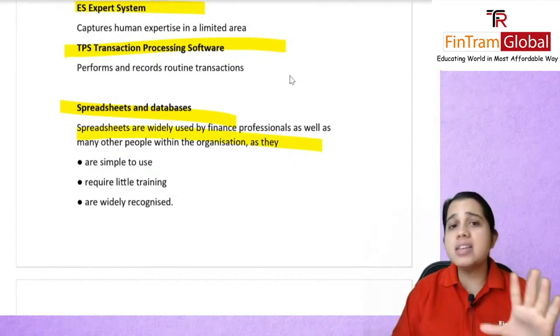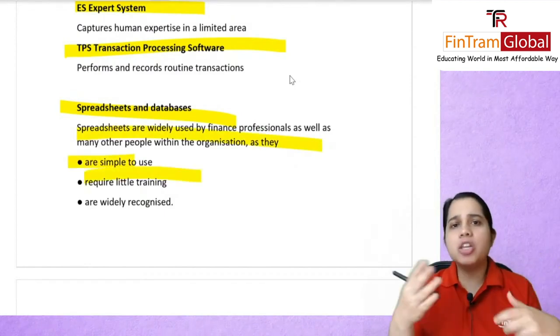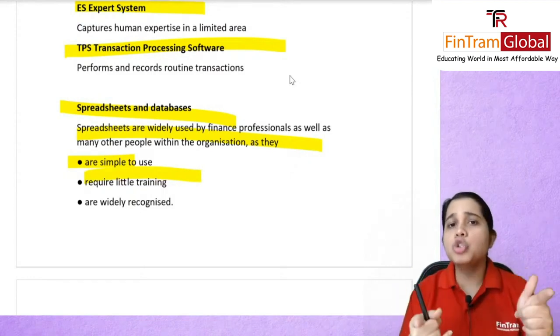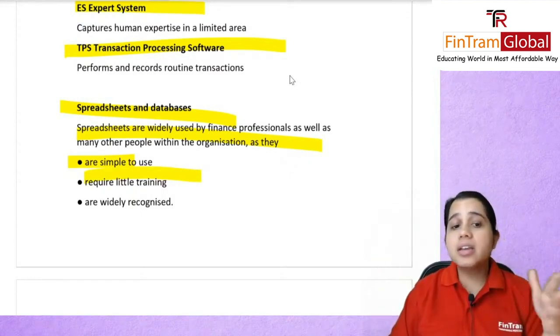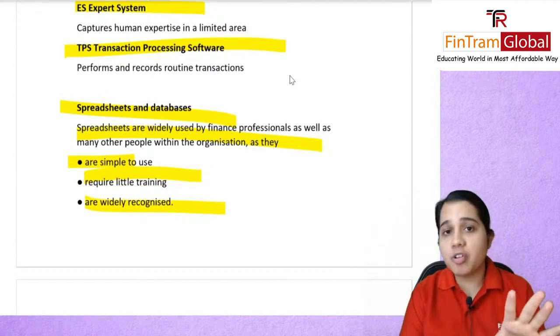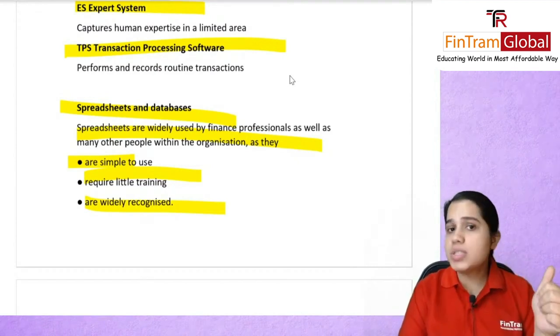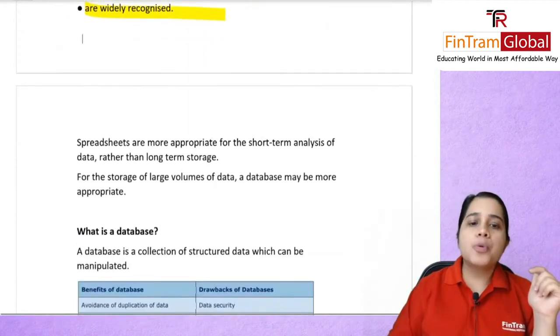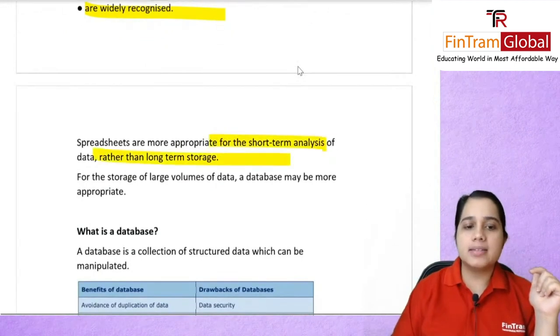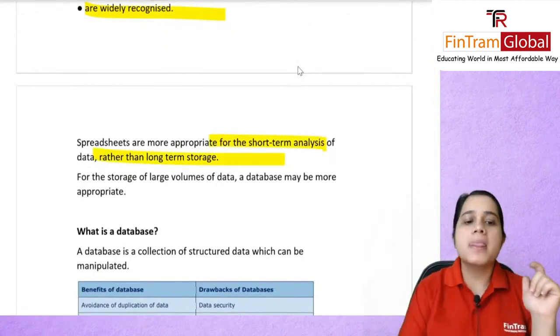They are, of course, very simple to use. With a little bit of training and a few formulas to learn, you are good to go. It is widely recognized, and most professionals all around the world use these. They are more appropriate for your short-term analysis rather than your long-term storage.